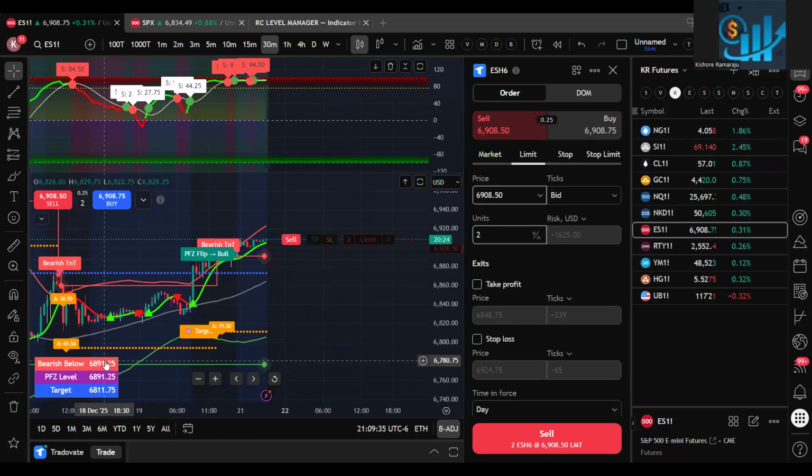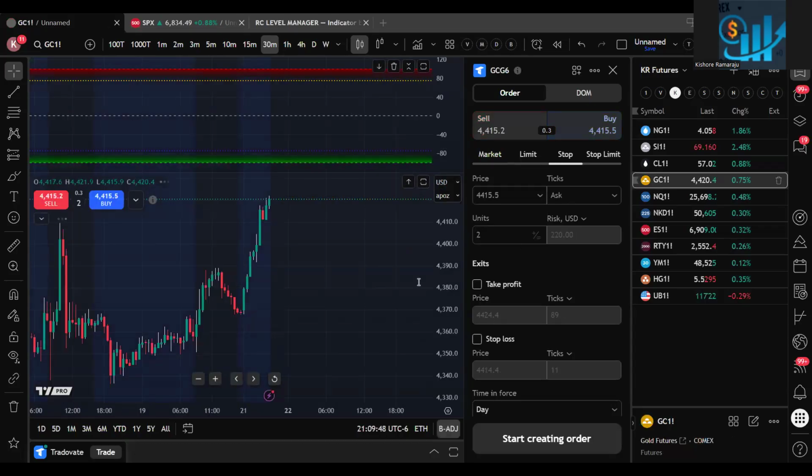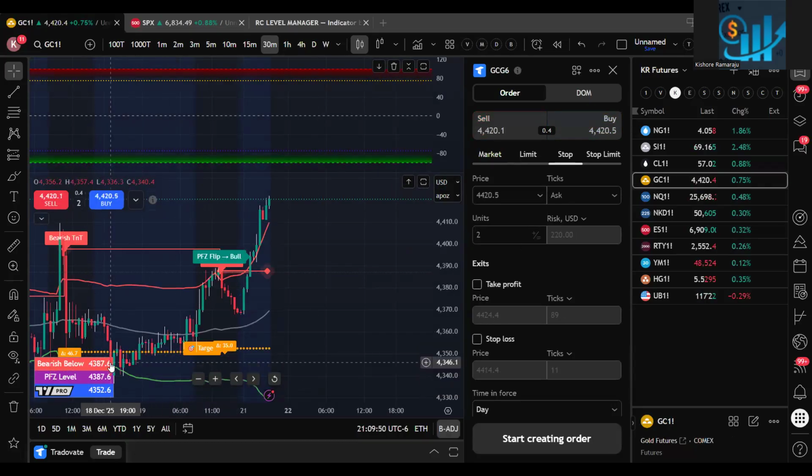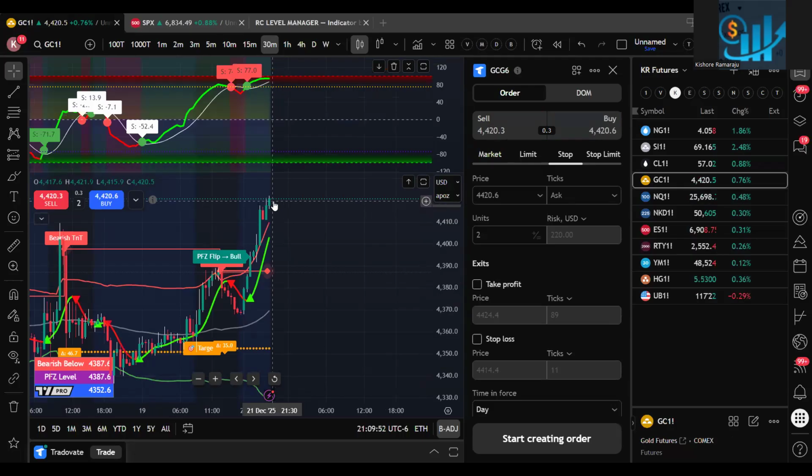But if it is telling bearish below, that means it already moved so much high. There might be a possibility of a drop, but only take a sell if it goes below 68.91. Take a sell on GC only if it goes below 43.87. Until that point, it did a breakout of the previous resistance, so it is bullish as of now. Only if it drops here, then it will come all the way to the bottom. Otherwise, it is trending bullish. So like that, you have to understand the table and take the swing trades.